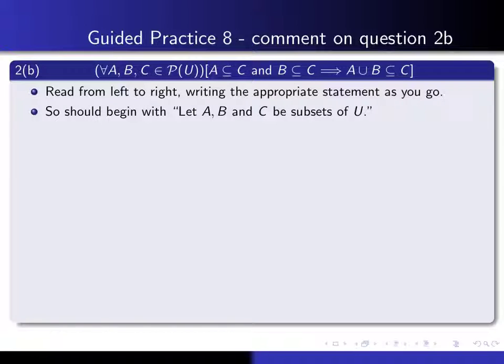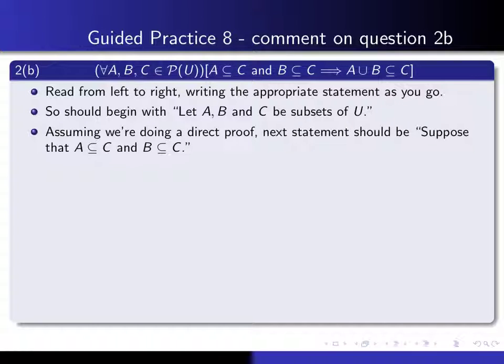So the proof of the statement should begin by looking at that, and when you write a proof of something that looks like that, you should begin by saying, let A, B, and C be subsets of U. Assuming we're giving a direct proof, you should then assume your hypothesis, which says, suppose A is a subset of C and B is a subset of C.